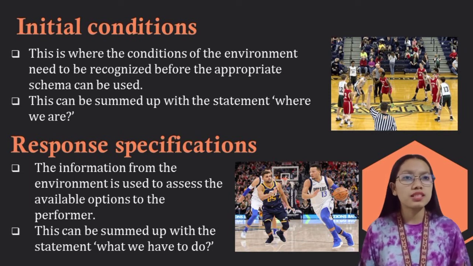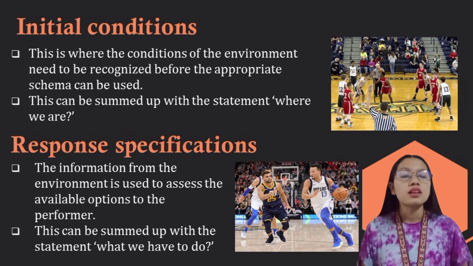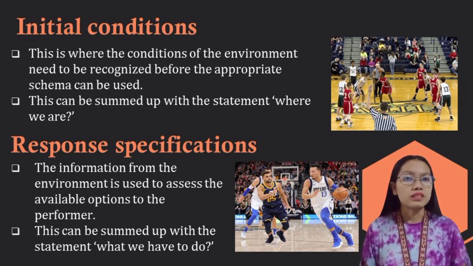So information is gained from the environment. Example, the player sees the game situation around them. Then next is the response specifications. The information from the environment is used to assess the available options to the performer. This can be summed up with the statement, what we have to do. So the appropriate response is decided upon as a result of initial conditions. Example, the player decides the type of pass and to which player.